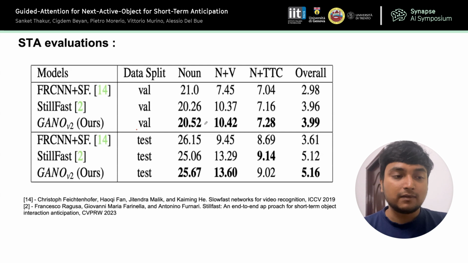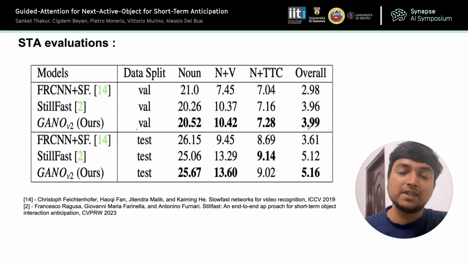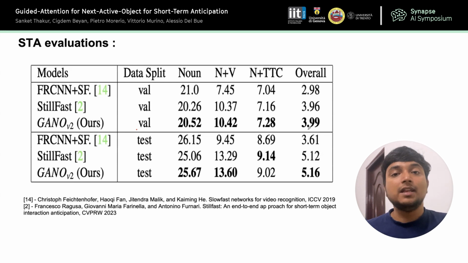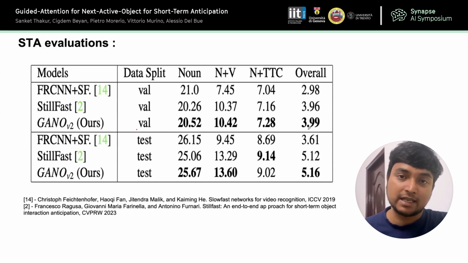We noticed that we are performing better on most of the evaluation metrics, that is noun top 5 mAP, noun plus verb, noun plus TTC, and also the overall. You can also notice that the overall accuracy is still very low, which is understandable because this is a very challenging task, because we are predicting 4 unknowns altogether, which also means that there is a lot of scope for improvement. There is a lot of research which can be done on this particular task.